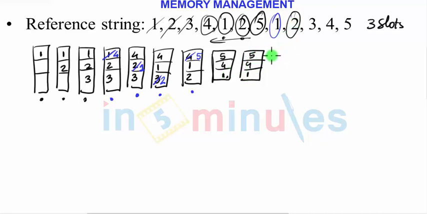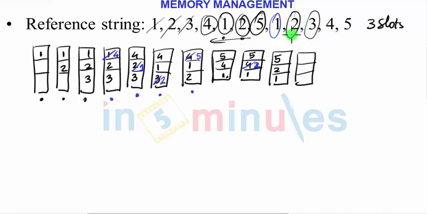Next entering is 2. In this case 1 has just been referred, 5 has just been referred, and 4 has not been referred for a while. So we will simply replace 4 with 2. The next one in the series going in is 3. What we have is 5 2 1. So 3. Now what would 3 replace?